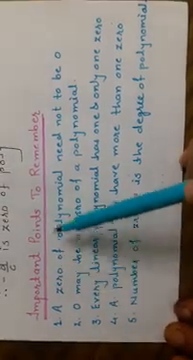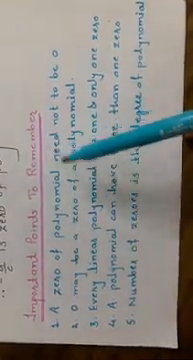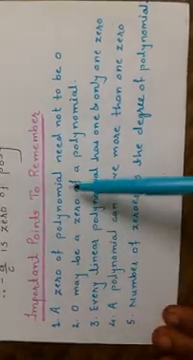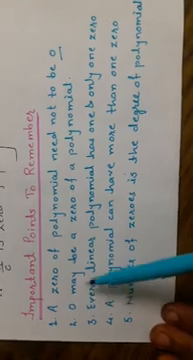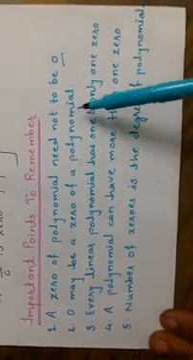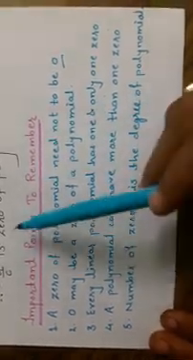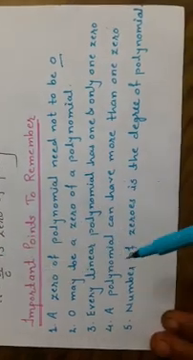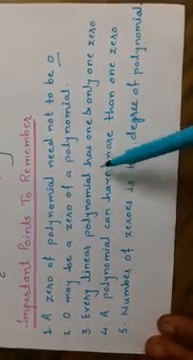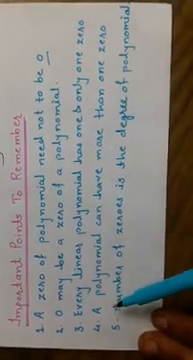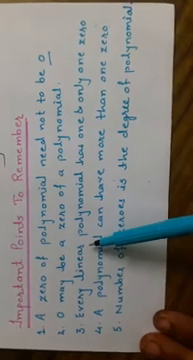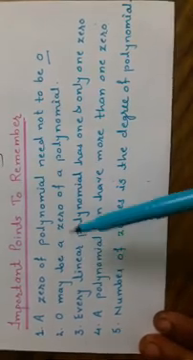Now some important points to remember. First, a 0 of the polynomial need not be 0. 0 may be the 0 of the polynomial, as we have just seen in the 6th problem of exercise 2.2. Every linear polynomial has one and only one 0, because in a linear polynomial the degree of x is 1.